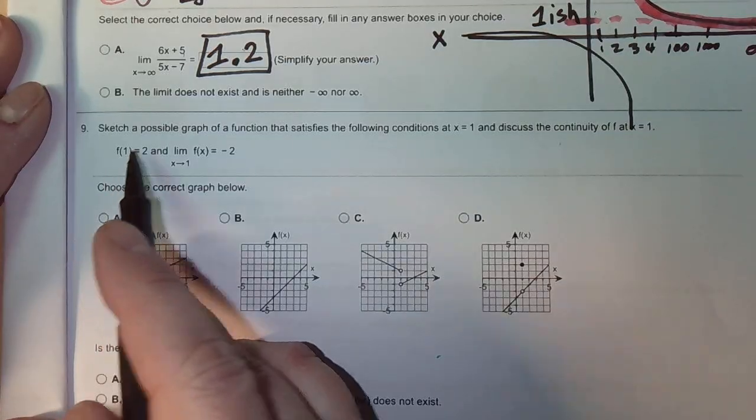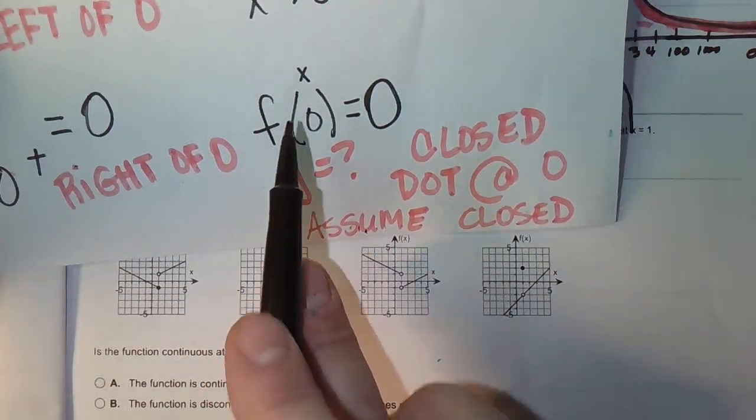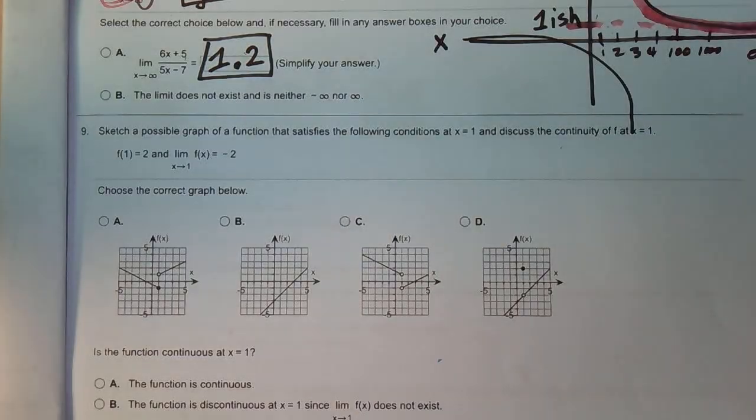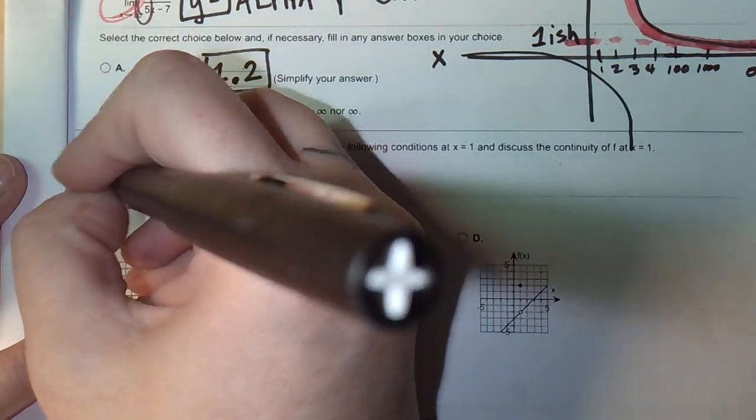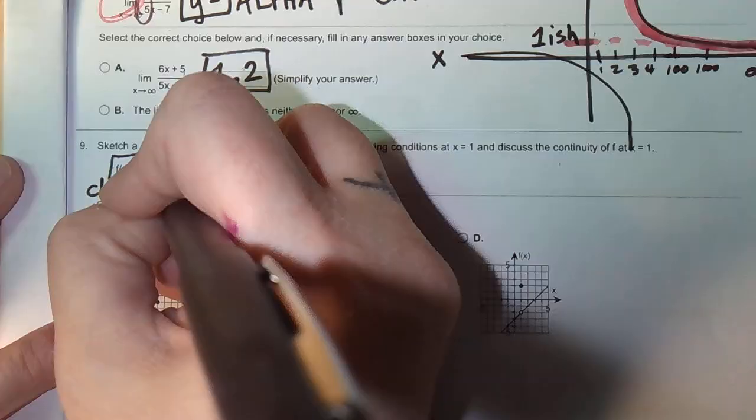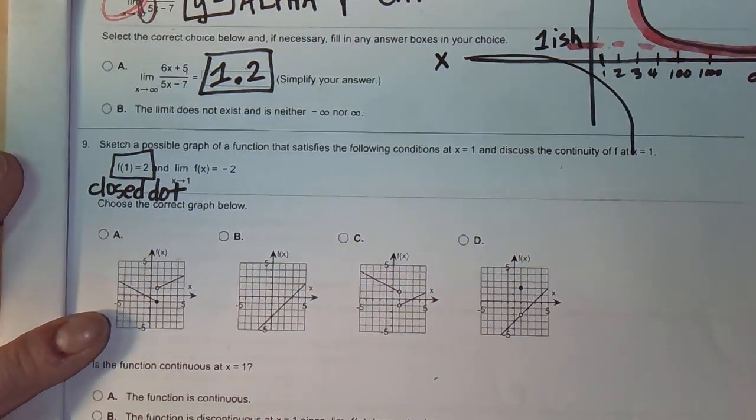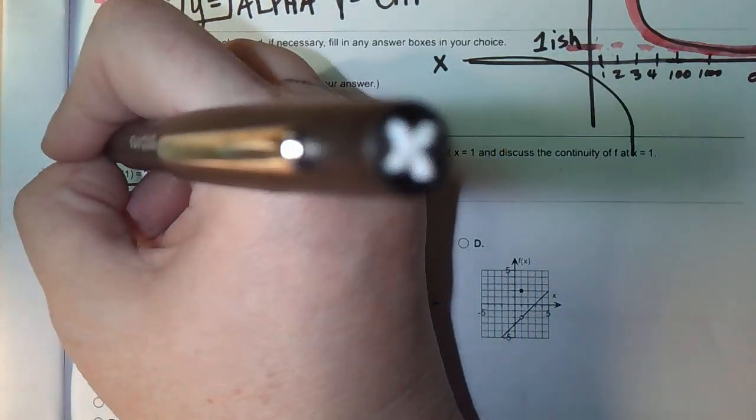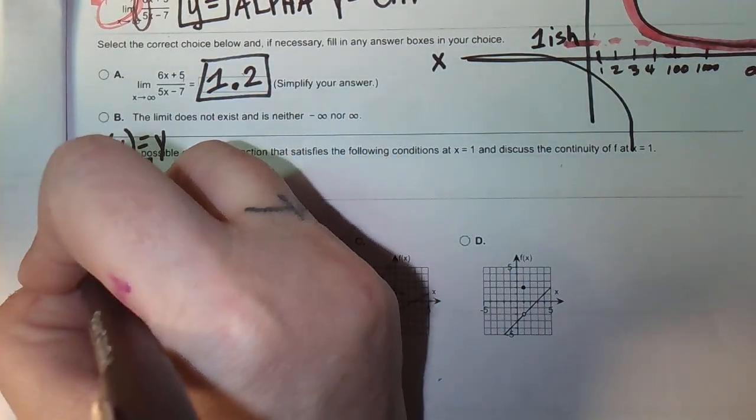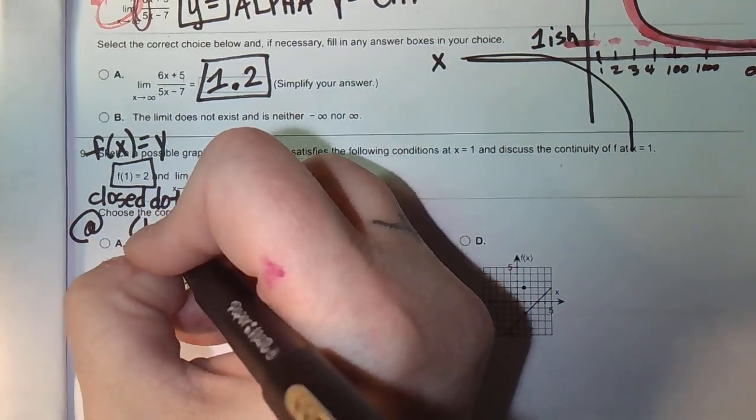Okay, f(1) = 2. What did we talk about with that F business? F business comes from closed dots. Closed dots, okay? So this F business is a closed dot. And the way this F business reads is f(x) = y. So this is a closed dot at (1, 2).